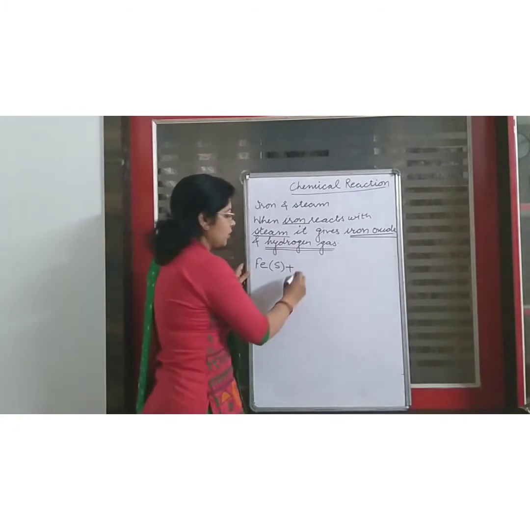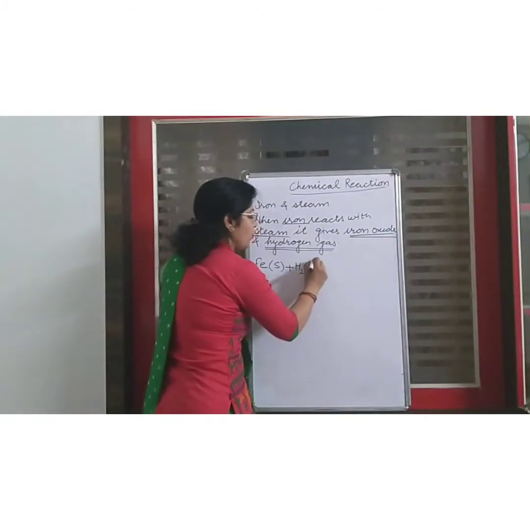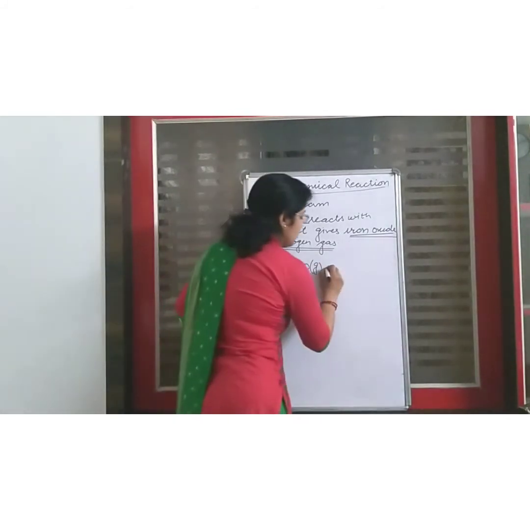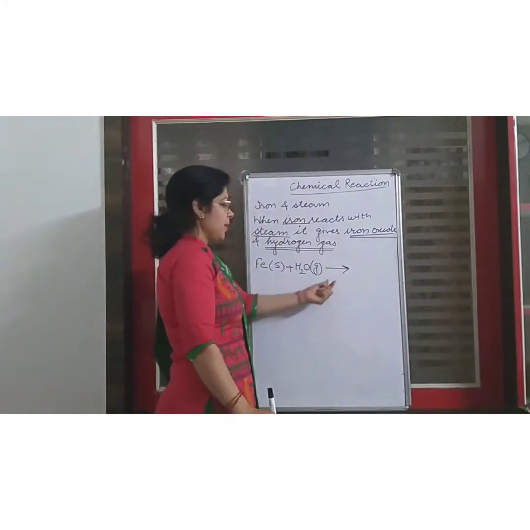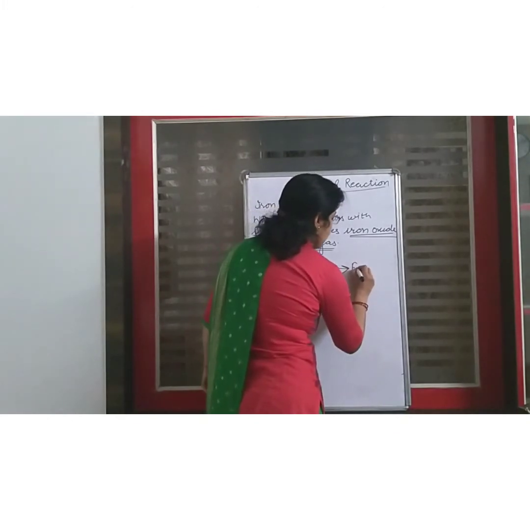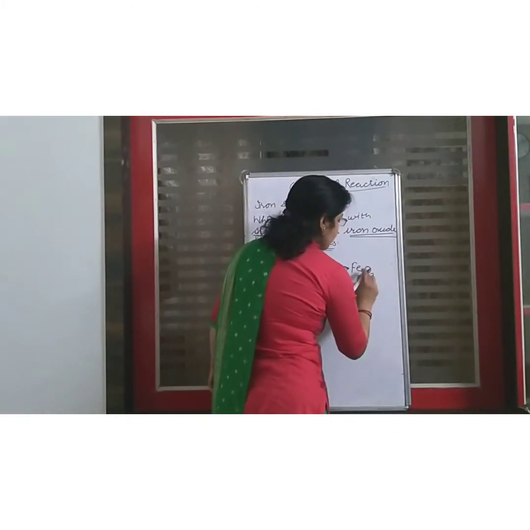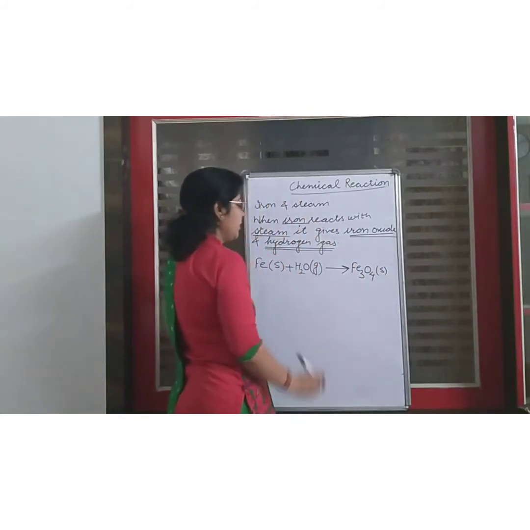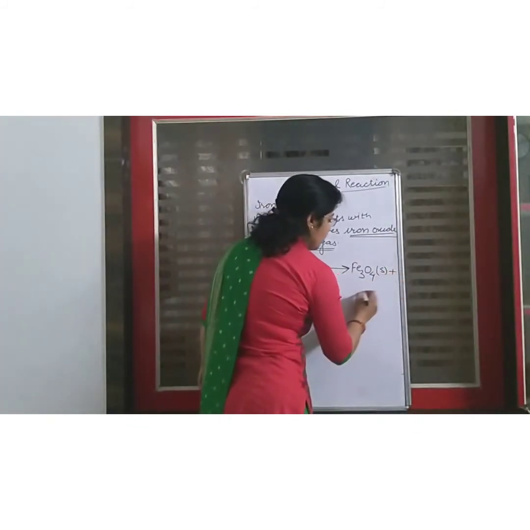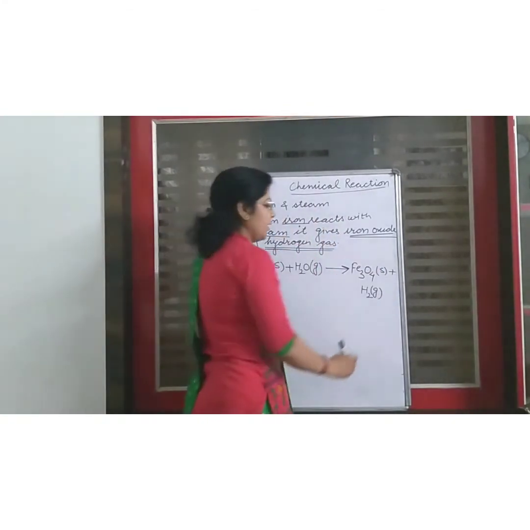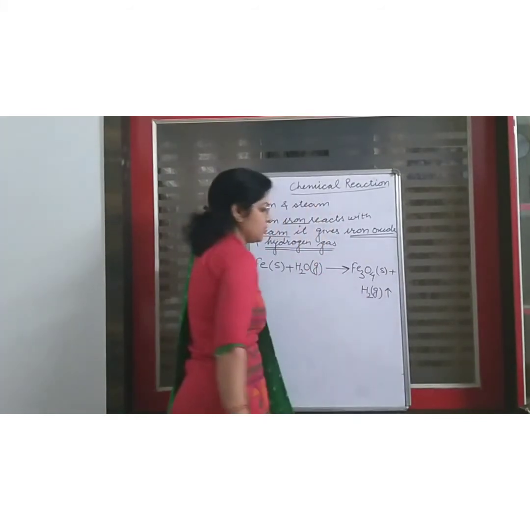Next is steam. Steam is the form of water vapors. So we write the symbol of water along with G. G means the gaseous state of vapor. This arrow separates reactants from the products. Here the products are iron oxide, that is Fe3O4, magnetite. It is also in the solid state. Hydrogen gas, the symbol of hydrogen gas is H2. Either you write G in the bracket or you write the arrow like this.